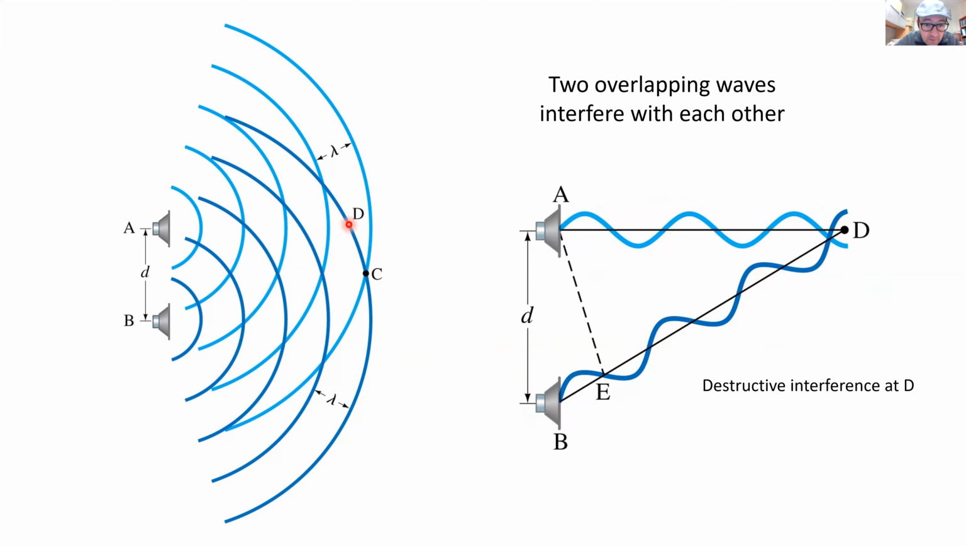Notice that here we have the peak of the dark blue wave coming from speaker B, and we're in the trough of the wave coming from A. That's the space in between the light blue lines. So constructive interference at C and destructive interference at D. And you can see that in space, the whole pattern fills out. We have constructive here, constructive here, constructive here, constructive here, etc. And here there's destructive interference, destructive interference, destructive interference, etc.